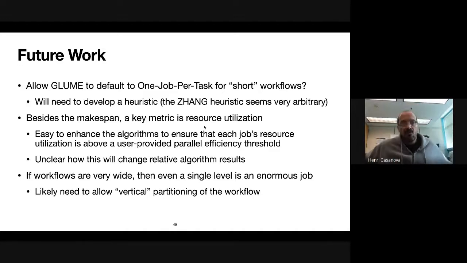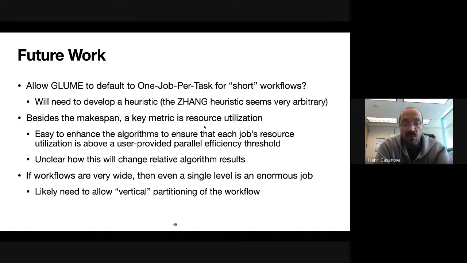Now, beside the max span, of course, a key metric is resource utilization, right? It's very easy to enhance all these algorithms. So I'm not talking about the utilization of the cluster as a whole. I'm talking about given an allocation for a batch job, how much of those compute nodes do you end up using? Because since you're running sub workflows on those sub DAGs of tasks, there could be, of course, idle time. So it's very easy to enhance all the algorithms to ensure that when you're given a job allocation, you run your tasks achieving some minimum parallel efficiency, right?